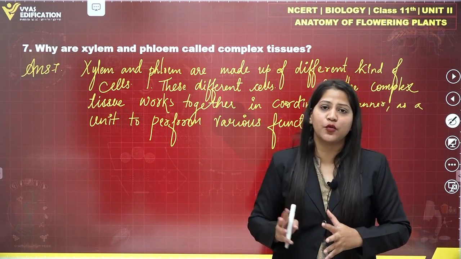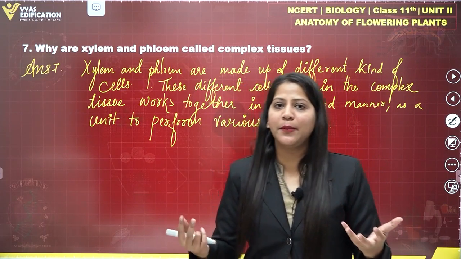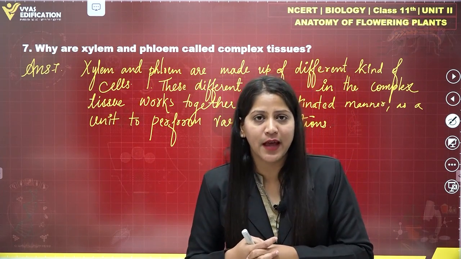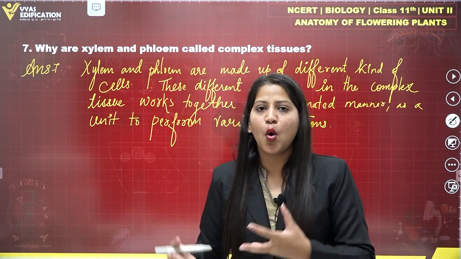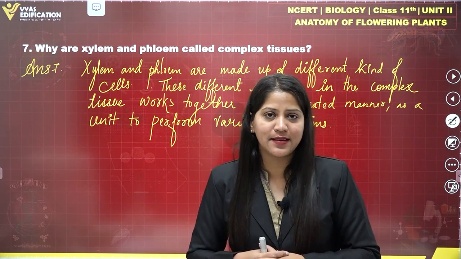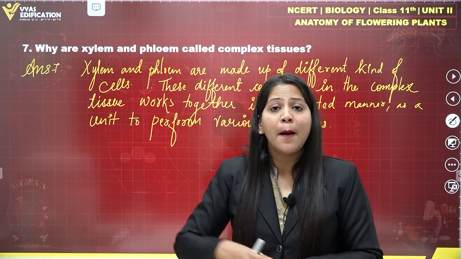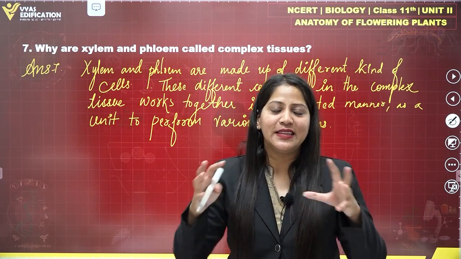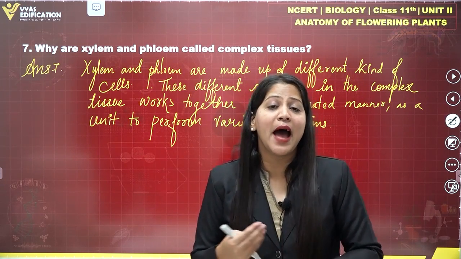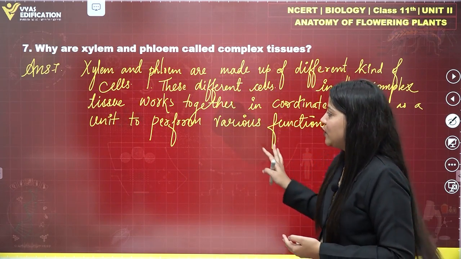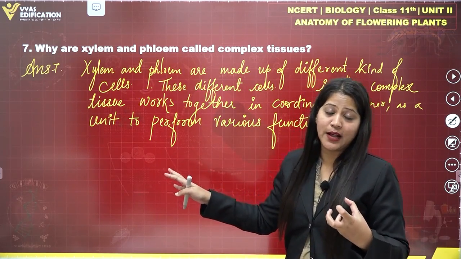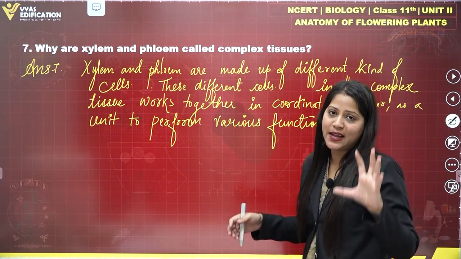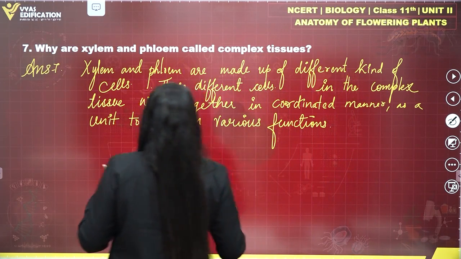complex, right? Because in general, when we are talking about tissue, the tissue is actually a group of cells. But to make up a tissue, all similar kinds of cells are grouping together to form a tissue. But in case of xylem and phloem, different kinds of cells group together to form these tissues. That is why we call them complex tissues. Now these complex tissues have different kinds of cells. All these different kinds of cells work together in a coordinated manner and as a unit to perform various functions.